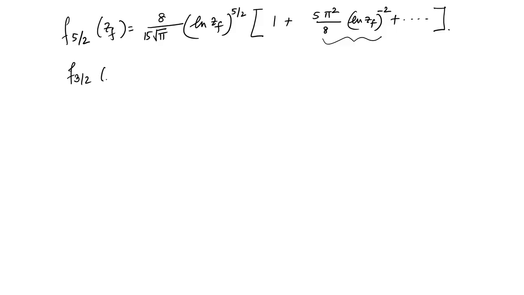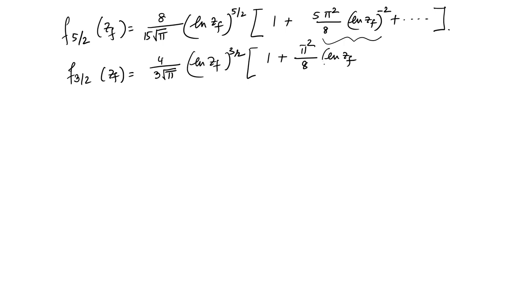And f of 3/2 ZF is equal to 4/3√π, log of ZF to the power 3/2, and so on. These are only given information. They are not derived. If you really want to get into this, you can look at the Sommerfeld expansion of the Fermi-Dirac integrals. But the results are only useful to us, and that's why I simply write these expressions, and you would only need them for getting results at small but finite temperatures.